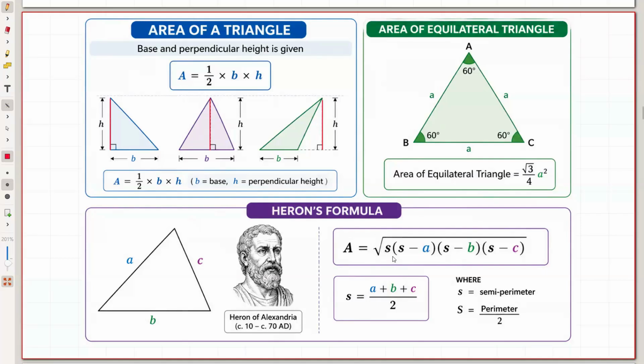Here, what is the S value? How will you find it? S is nothing but the semi-perimeter, A plus B plus C by 2. If you add all the sides and divide by 2, you get the semi-perimeter. If the sides are given, we add all the sides and divide by 2. In case the perimeter is given, perimeter divided by 2 is the semi-perimeter. So keep all these points in your mind.